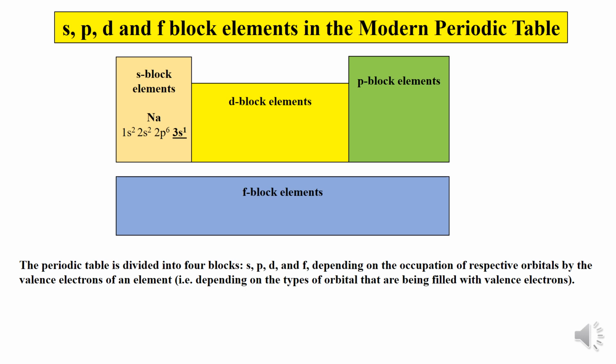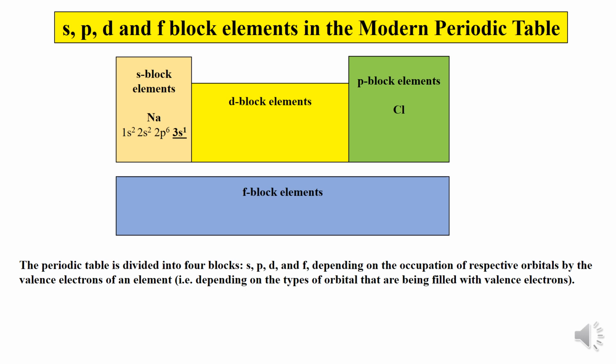And when you observe the electronic configuration very closely, you will see that the orbital that is being filled with valence electrons is the s orbital. I have underlined it. So it is the s orbital that is being filled with valence electrons, and therefore sodium belongs to the s block, or it is an s block element. So what about chlorine?